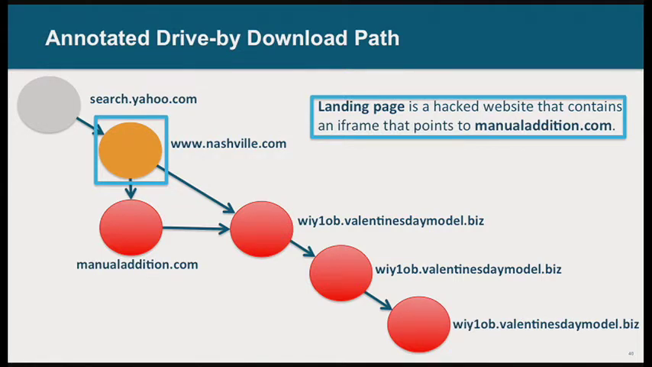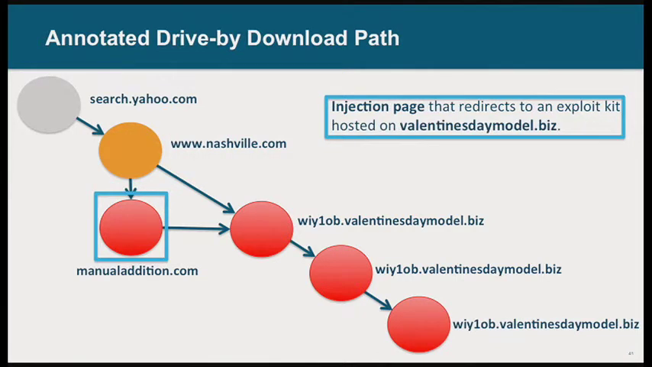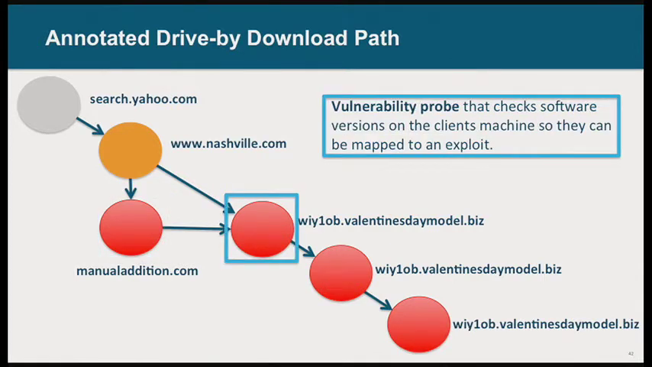However, a few days before, Nashville.com was compromised, and there was actually a domain injected into Nashville.com, which is manualedition.com. And so this is the actual injection page, and it's associated with an iframe that redirects the user to an exploit kit. And so the exploit kit in this case is being hosted at valentinesdaymodel.biz. And so the first thing the exploit kit does, it does a vulnerability probe.